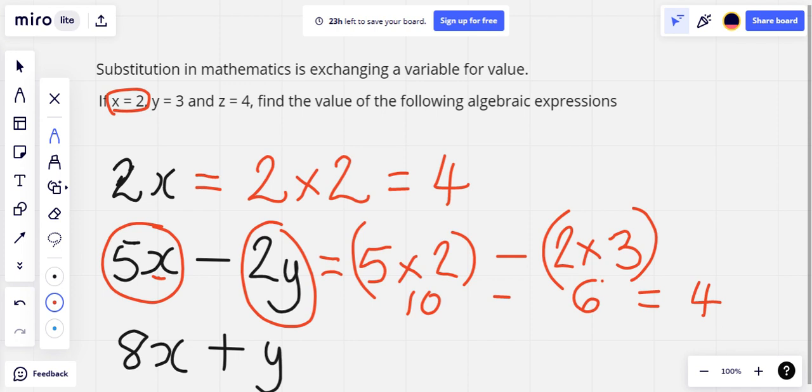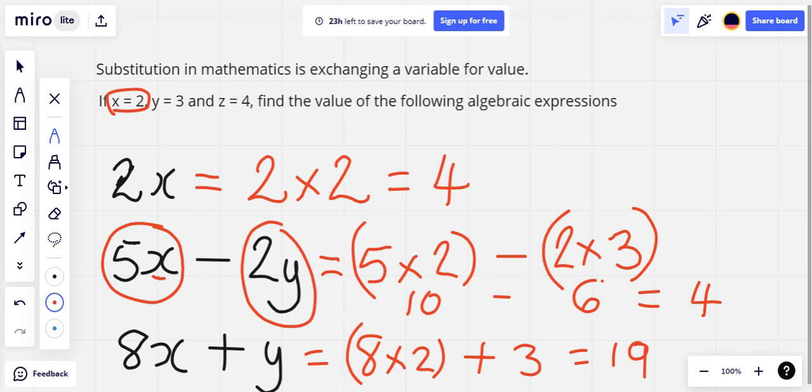Let's look at the last one. 8x plus y. Remember, wherever we see x, we are going to replace it with 2. And wherever we see y, we're going to replace it with 3. So we write it like this: 8 multiplied by 2. Let's keep that in the bracket. And let's do the other part, plus y, which is 3. So 8 times 2 is 16. 16 plus 3 is going to equal 19. There we go.